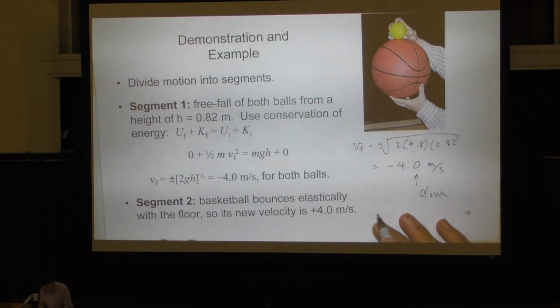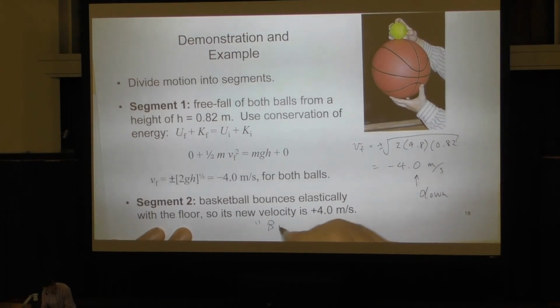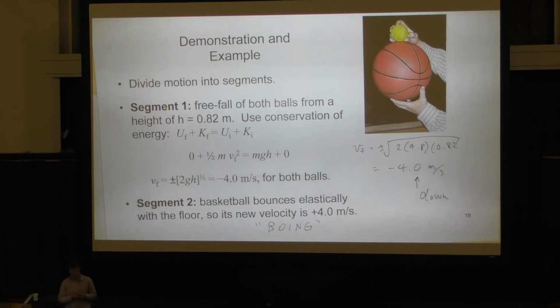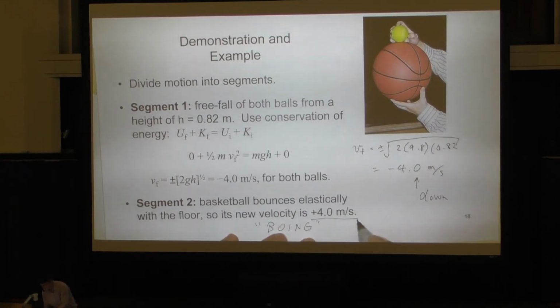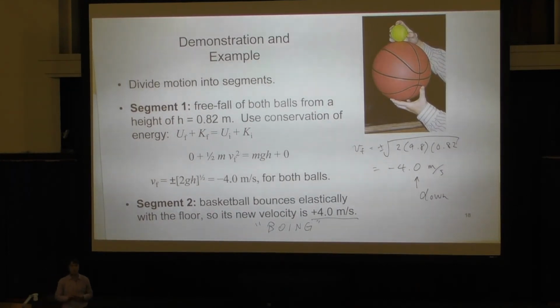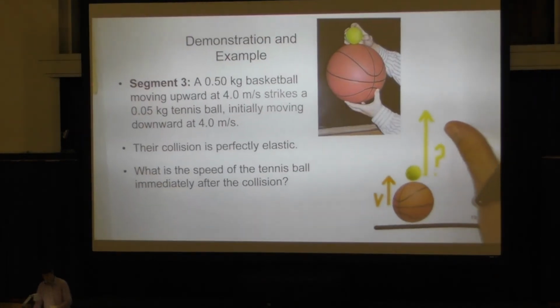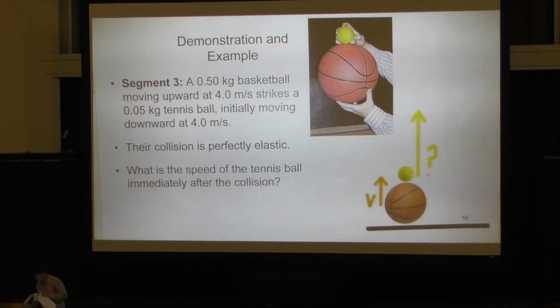And then segment 2 is the boing, when the basketball flips its direction. And now it's going plus 4 meters per second. Now here's the collision between the basketball and the tennis ball. We call that segment 3.